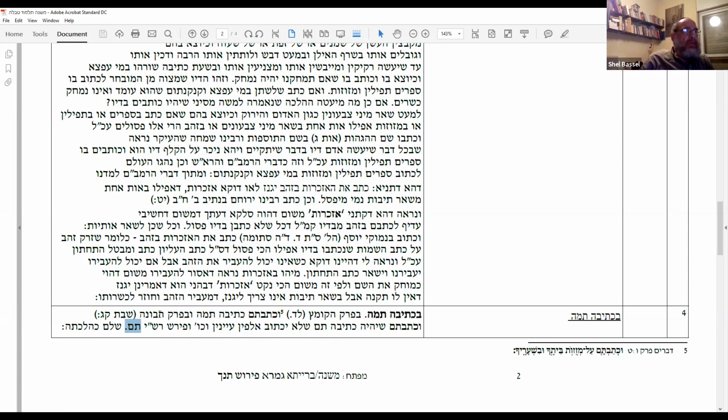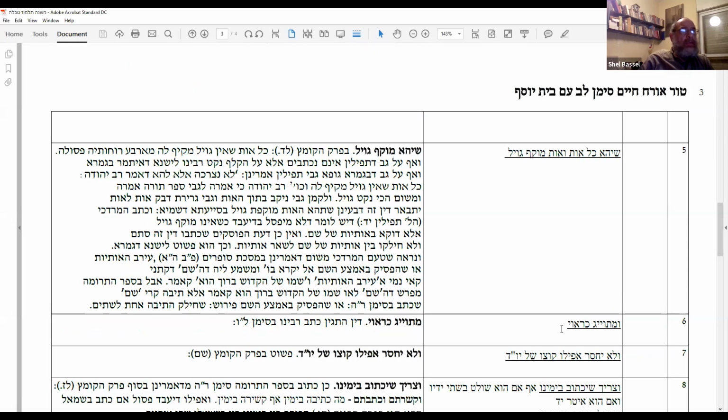So this sugya in Perek HaBoneh, which we looked at briefly in a previous shiur, we will go into greater depth in a coming shiur. This sugya here deals quite a lot with Ot, and so we will come back to that. Right now we're going to move a little bit ahead into the next halacha.